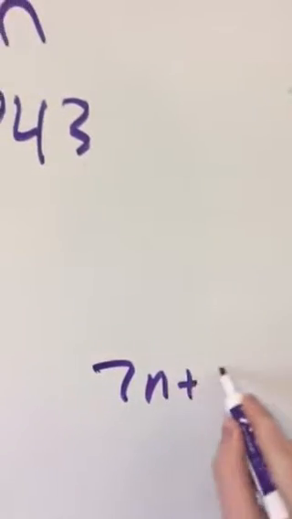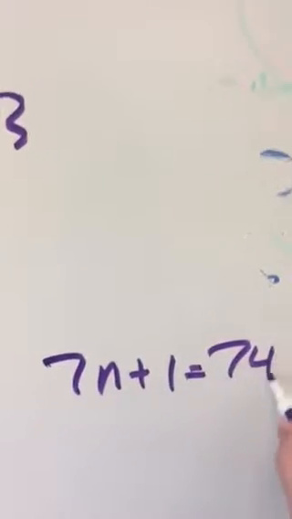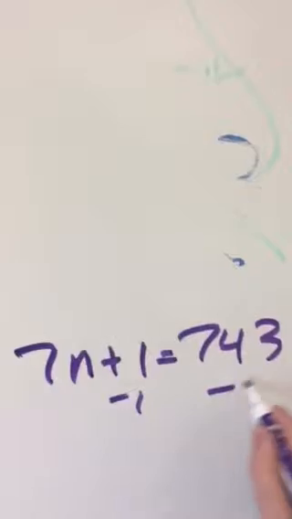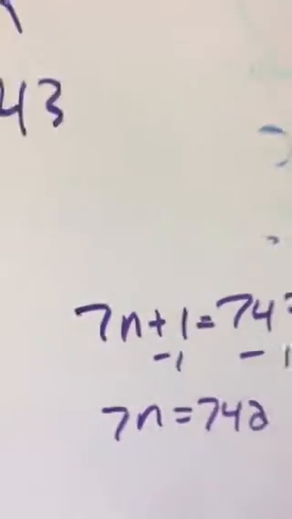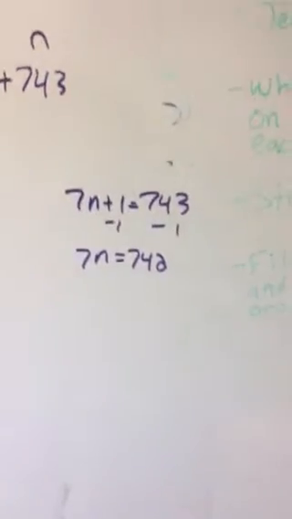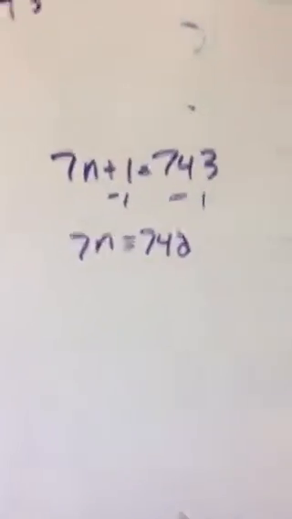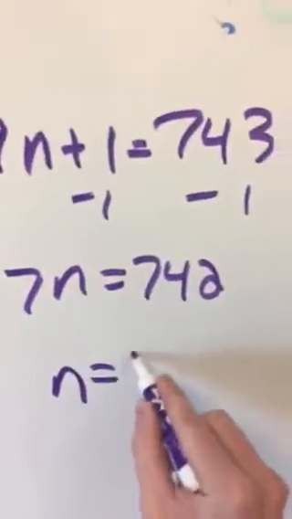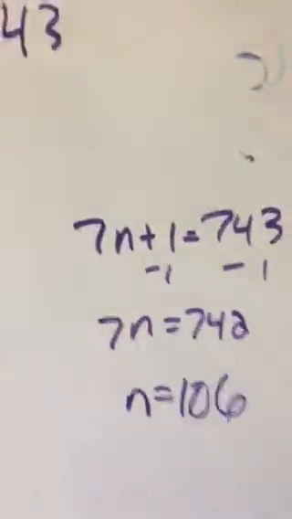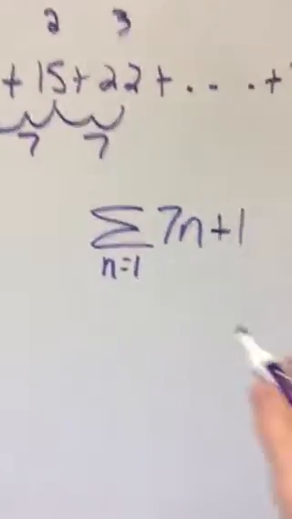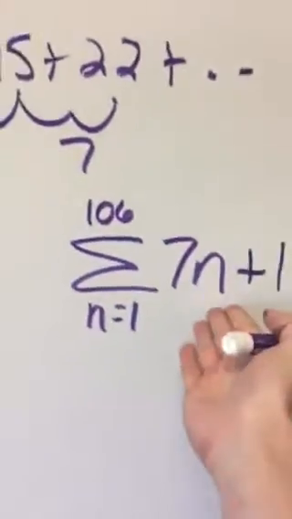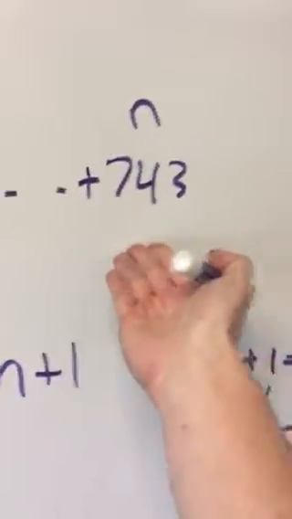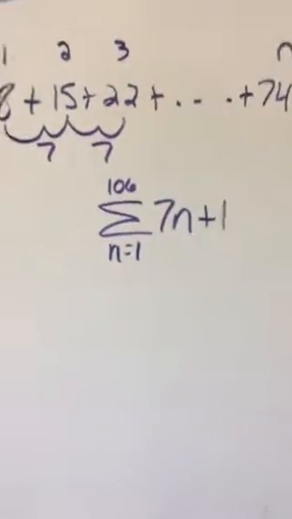So we say 7n plus 1 equals 743. We're going to subtract 1 from both sides. We get 7n equals 742. And I'm going to impress you and do this in my head. That is 106, I think. n equals 106. All right, so that tells us that there's 106 terms, because when n equals 106, we're going to get 743. That's our last term. So there must be 106 terms.